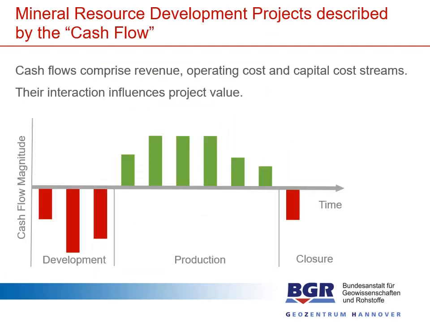The economics of a mineral resource project are generally presented as the so-called cash flow. A cash flow comprises revenue, operating costs, and capital costs. The interaction influences the project value. Here you can see the cash flow magnitude, which is negative during the development because you have costs but no revenue. When it comes to production, the mine produces a positive cash flow. And after production has closed, you have the mine closure process, which again defines a negative cash flow. And the sum of all cash flows, of course, has to be positive to have a viable and economic mineral resource.